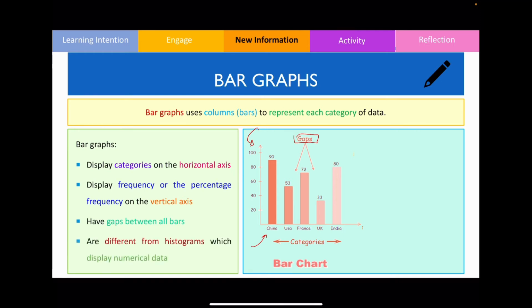Furthermore, bar graphs are different from histograms, which display numerical data, and this is what students often mix them up with. On the right hand side, I've got an example of a histogram. Notice that in both examples, they use bars to represent the data.